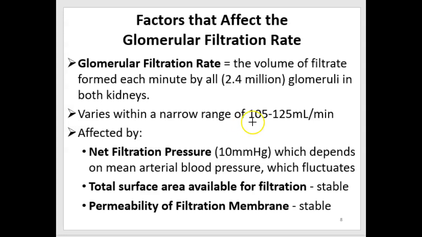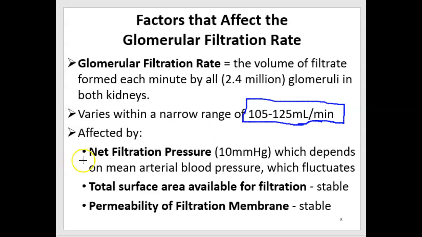So this is a rate. It's how much volume over time. And there's about 105 to 125 mils produced per minute, according to most resources. Some say 100 to 125, whatever. So that's what gives us the 180 liters per day. But nonetheless, that glomerular filtration rate, producing that much filtrate, 125 milliliters each minute, there's a variation, but it varies within a narrow range, okay?